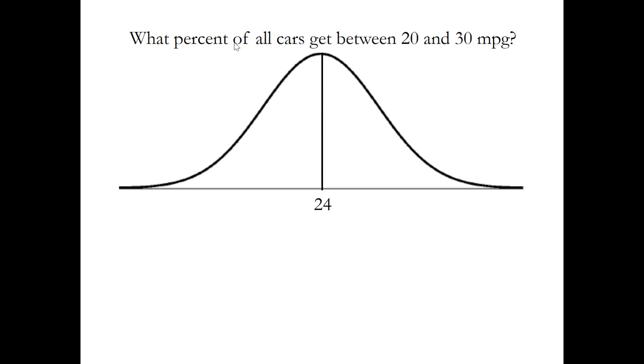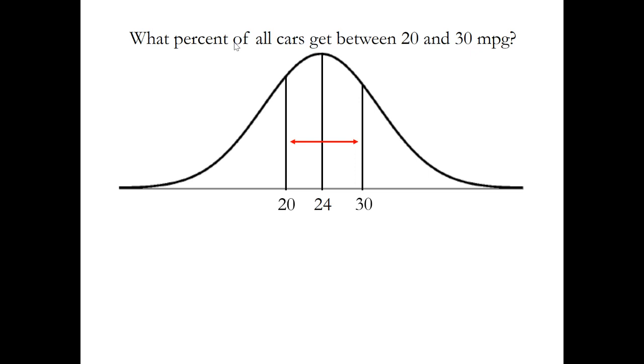So let's say I want to know what percent of cars get between 20 and 30 miles per gallon. Well, again, 20 doesn't land right on one of those standard deviations, so I can't use my 68, 95, 99.7 rule. So I want to draw, label, and shade. I've drawn my curve and marked my mean. Now I want to mark my 20 and 30 on here. Then I'm going to shade in between them, because that's the area I want. That picture where I've shaded between 20 and 30 is going to help me make sure I put the right information in my calculator.